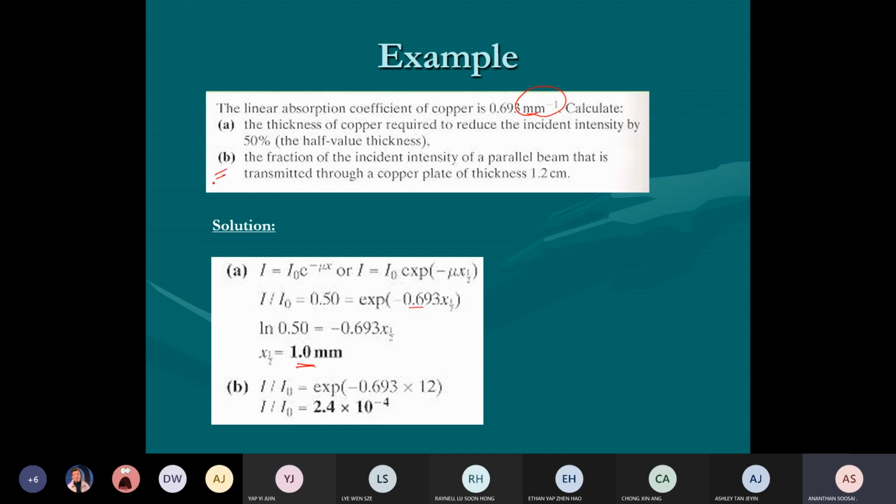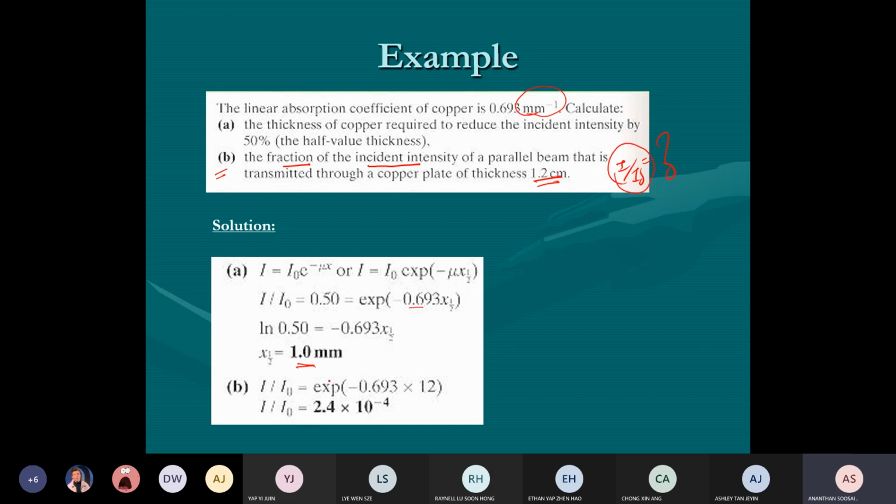So in the case of B, what do they want? The fraction of the incident intensity of the parallel beam that is transmitted through a copper plate of a thickness of 1.2. The fraction of the incident intensity. That means they are looking for I over I naught, right? They are looking for the I over I naught value.